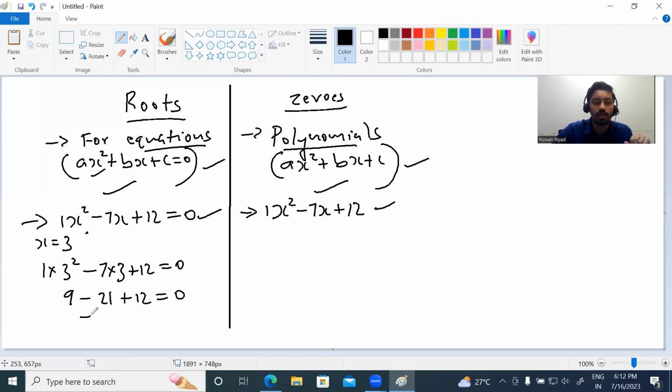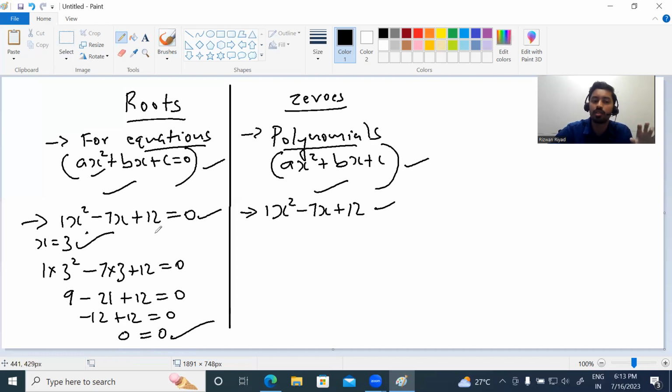9 minus 21 is minus 12. So minus 12 plus 12 equal to 0. Minus 12 plus 12 is 0 only. So 0 equal to 0. 0 equal to 0, it's correct. So this equation became correct, or this is satisfying this equation. That means x equal to 3 is a root of this equation. Correct. So we can say that x equal to 3 is a root.